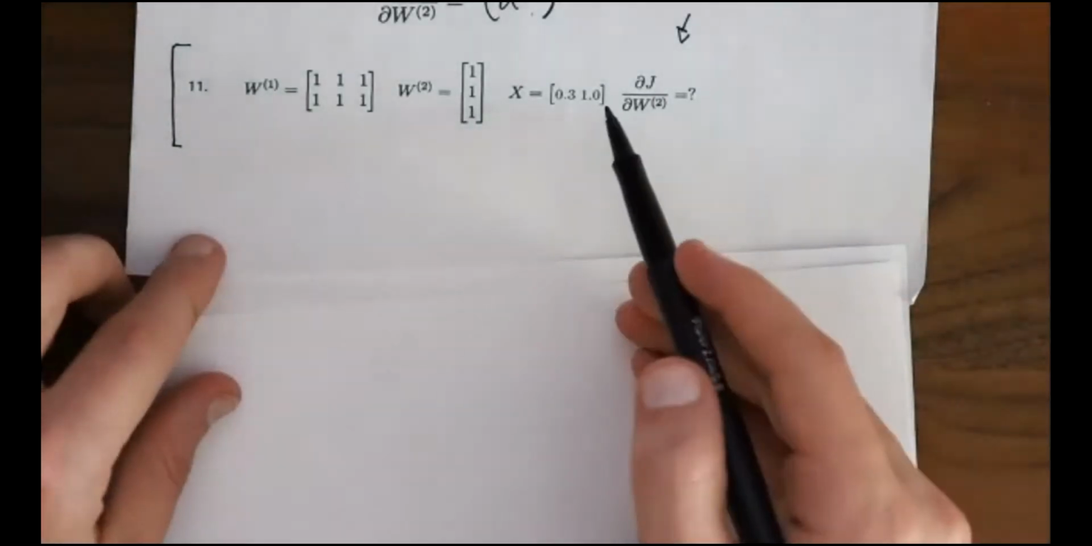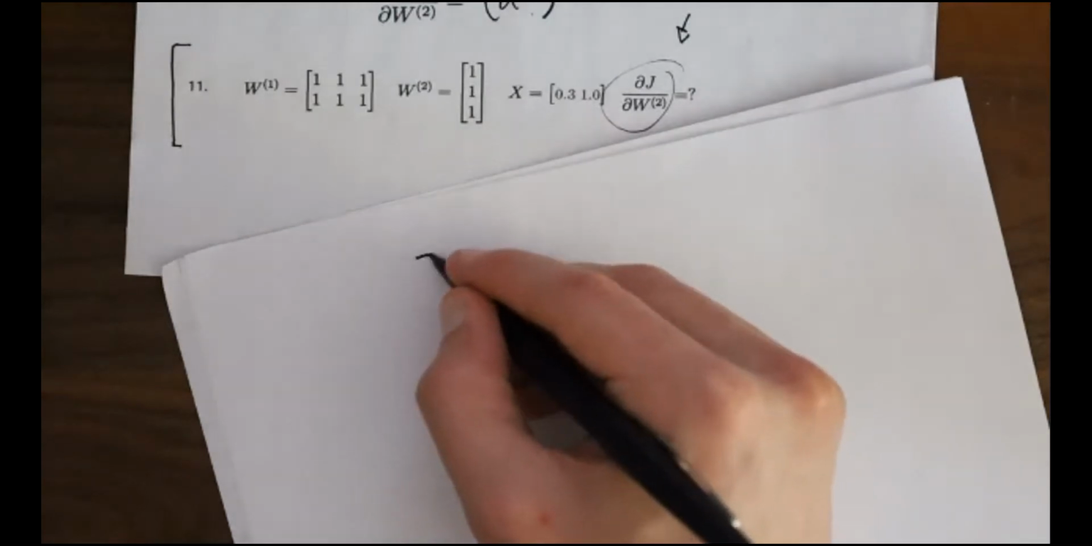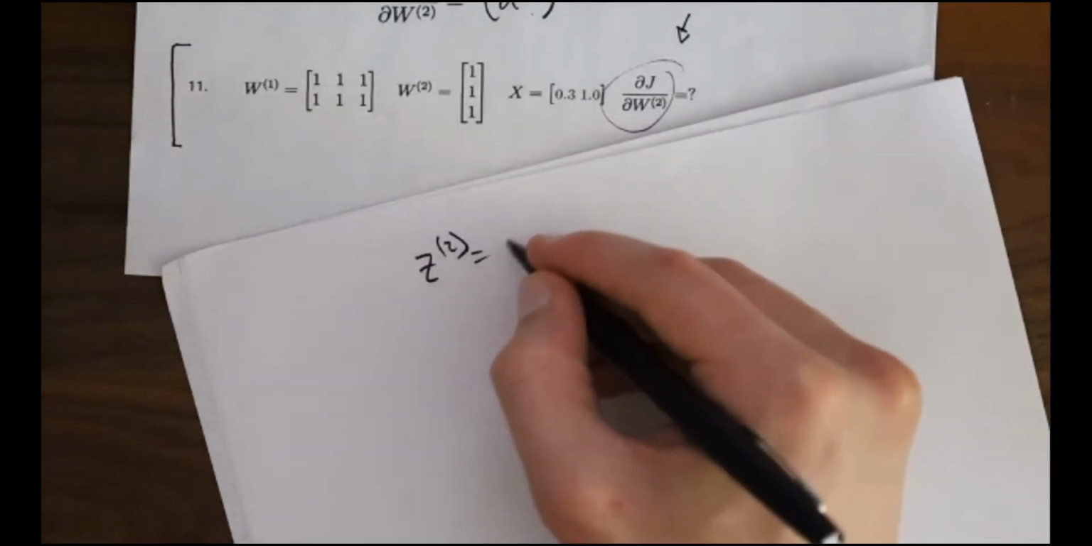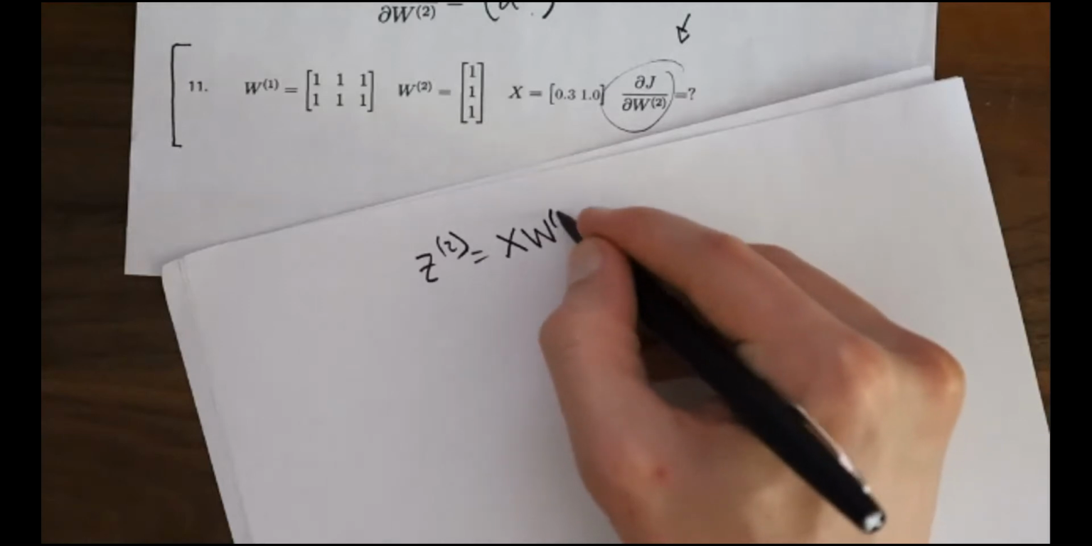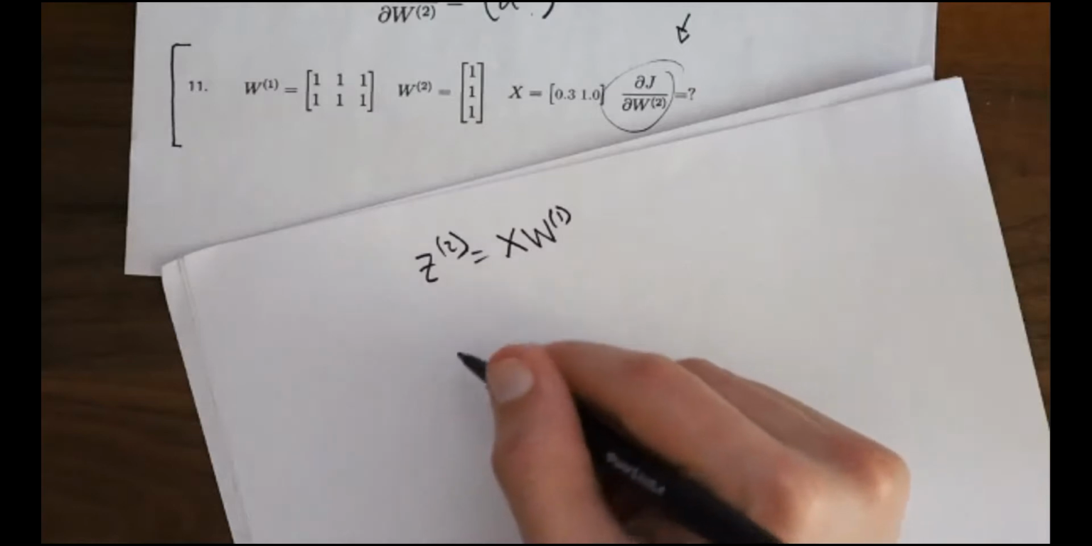So I'm giving you some very simple weight values. I'm giving you an x value, and I'm asking you to find dJ/dw2. So let's get into it here. So let's start with our very first equation. So our very first equation is Z2 is equal to X times W1. So here's our first equation. Okay, so let's start plugging some good stuff in here.